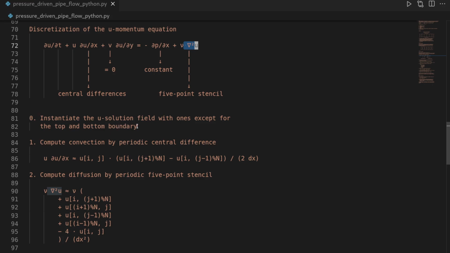And then we will do the following steps. First, we will instantiate the U solution, which is also the only primary unknown we're working with in this scenario. We are initializing it with ones, so 1 unit velocity. And we're only setting the top and bottom boundary where the walls are to 0. Then we can compute the convection, which is done by this periodic central differencing scheme. And then we do something similar for the diffusion with a periodic 5-point stencil.